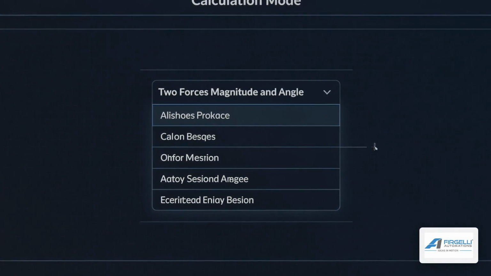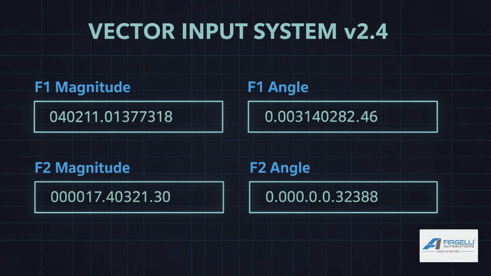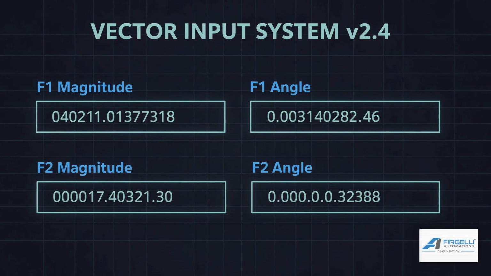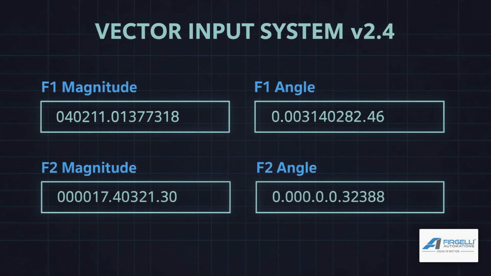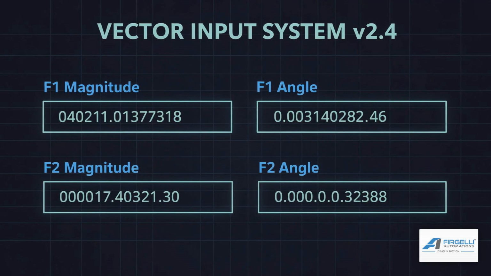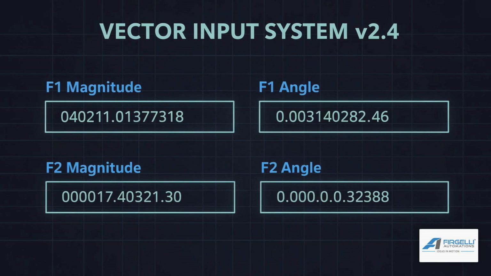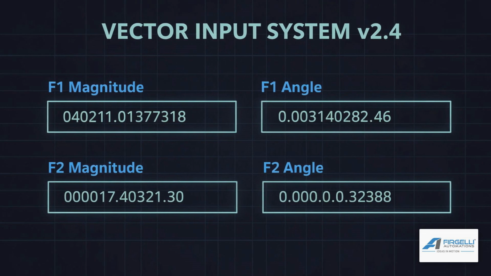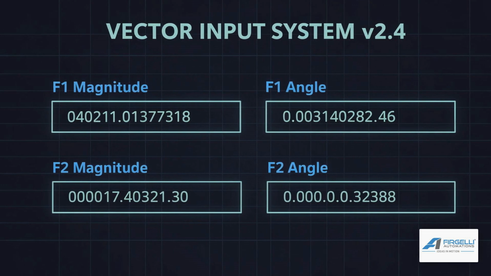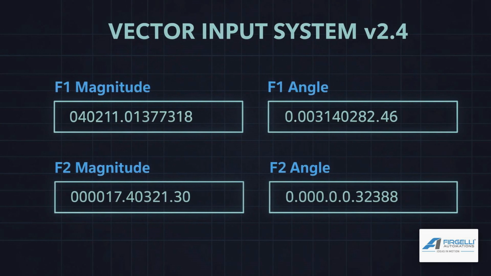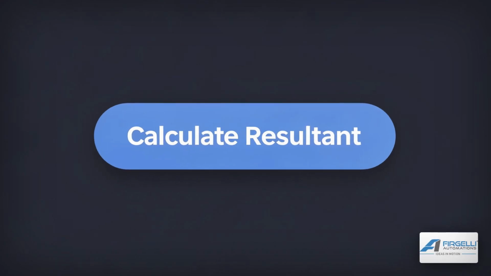For this demonstration, I'm using 2 forces mode. Enter force F1 magnitude in newtons. I'll input 150. Next, F1 angle from plus x-axis in degrees, that's 45. Then force F2 magnitude in newtons. I'll enter 200. Finally, F2 angle from plus x-axis in degrees, that's 120. Click Calculate Resultant to see your results.